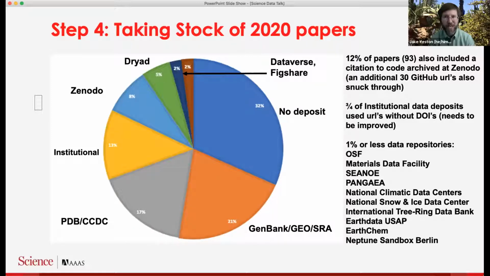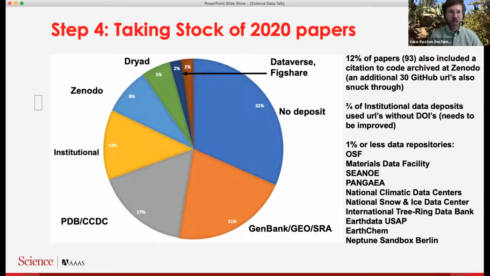I think we have a ways to go, but basically what you can see is that the mature classical repositories for genomics data, for structure data like the Protein Data Bank, the Cambridge Crystallographic Data Center, those are the big ones, and those are the most commonly used repositories. We also have a lot of people using institutional repositories, which I'll get to in a minute. And then we have a handful of people using Zenodo, Dryad, Dataverse, Figshare.